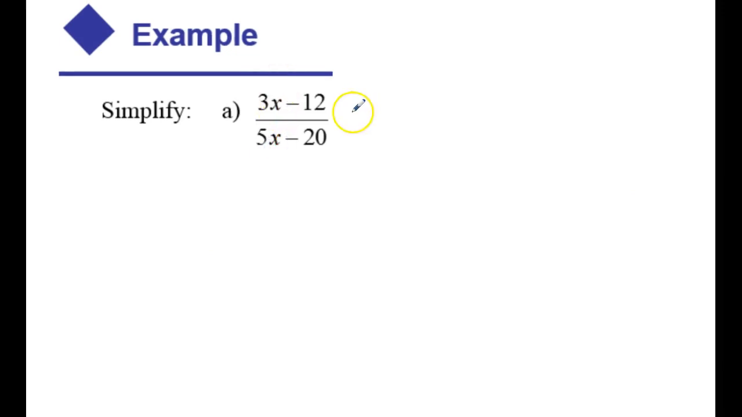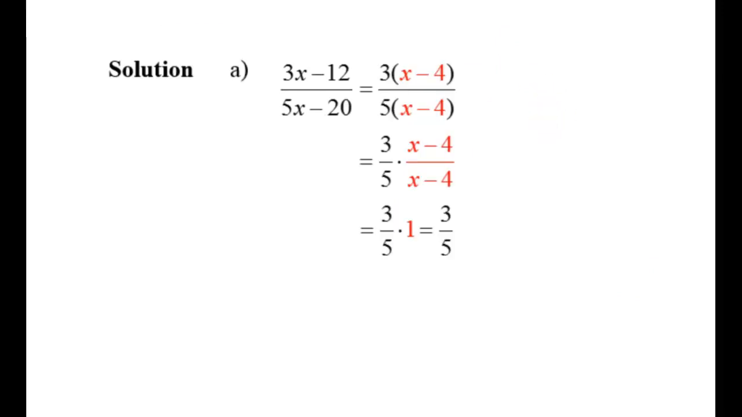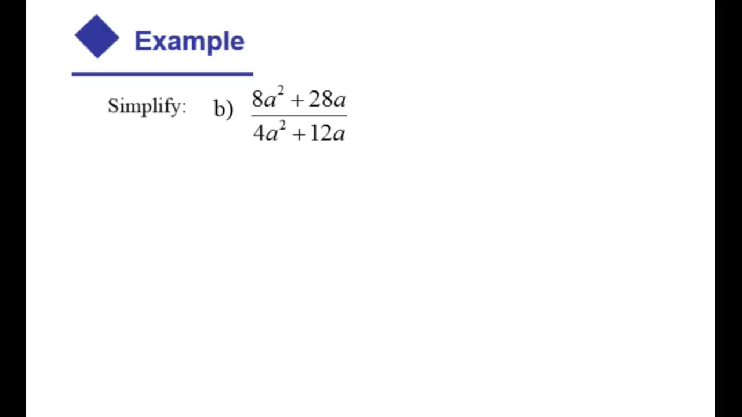So instead, we're going to try to factor. So I'm going to factor out a 3, leaving me with x minus 4. That's the greatest common factor. Down below, I have a 5, which also leaves me with x minus 4. All of this cancels and you're left with 3/5. Again, the author works that a little bit differently, but it's the same.